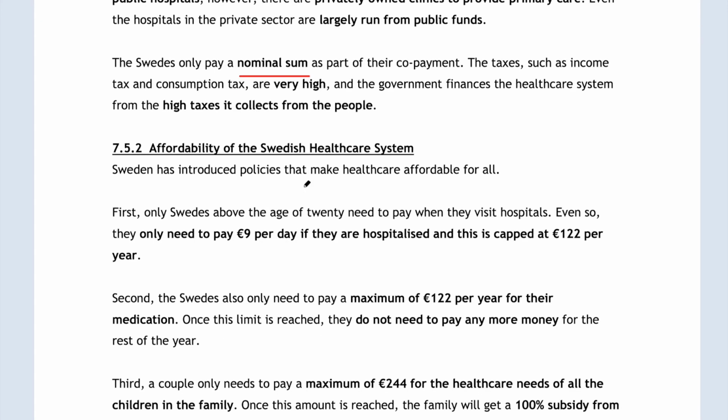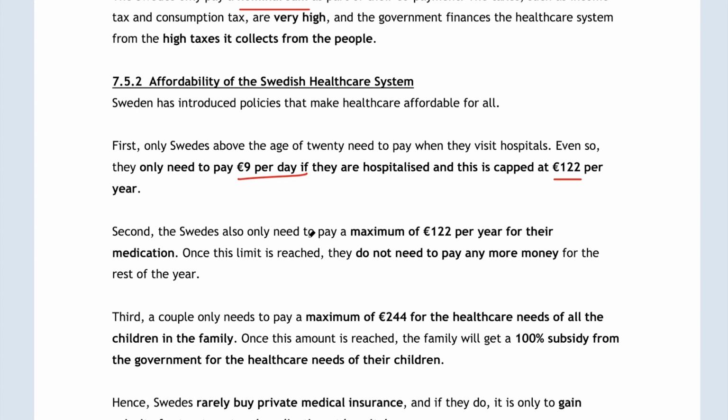So first of all, Swedes above the age of 20 need to pay. Even so, they pay a maximum of 9 euros per day if they are hospitalized, and per year the maximum it can go is 122 euros. So it's capped at 122 euros. The Swedes need to pay a maximum of 122 euros per year for medication. When this limit is reached, no need to pay anymore. Even if you get another 122 euros worth of medication, you don't need to pay anymore. So the maximum here is 122 euros per year.